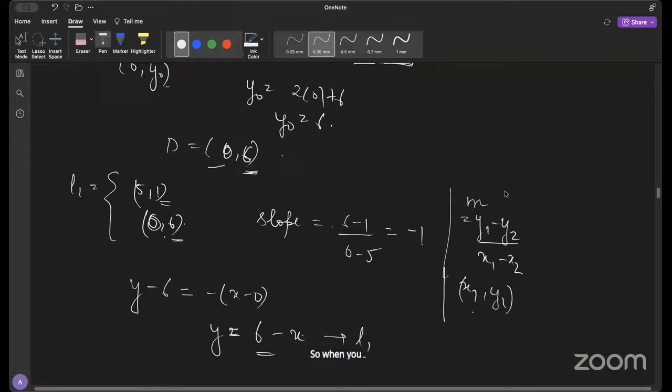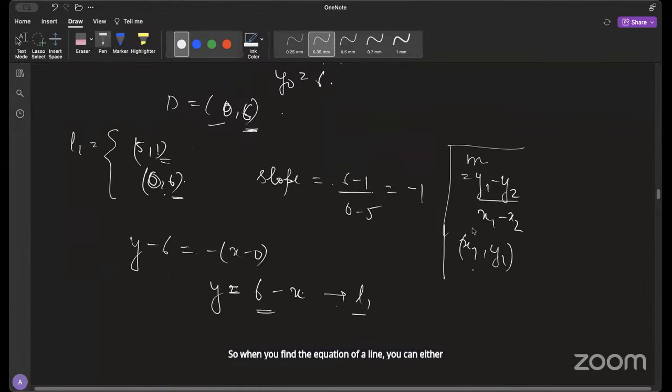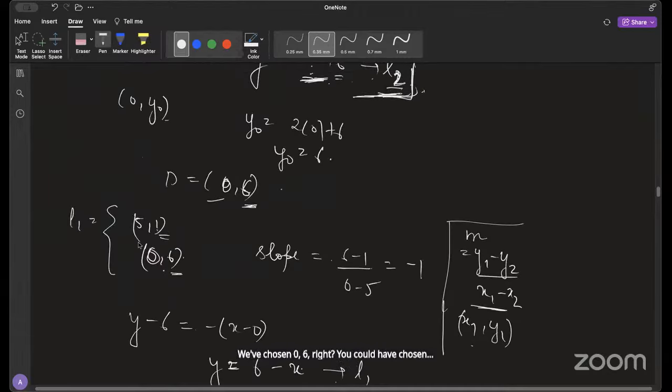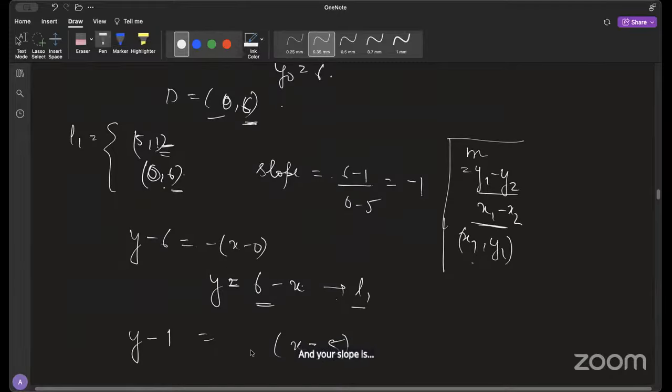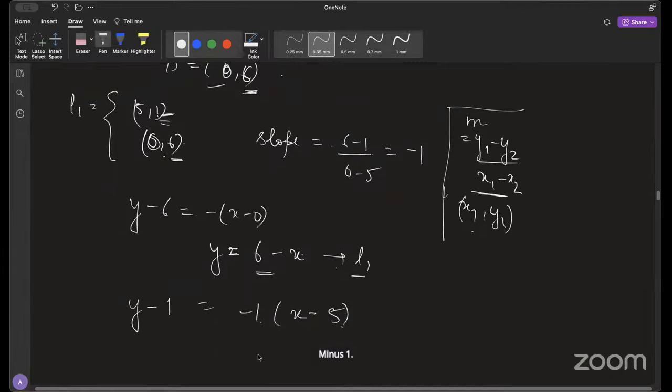So when you find the equation of a line, the slope is going to be this only, but the point that you choose to put here, we've chosen 0,6, right? You could have chosen the other point 5,1 as well. Then you do y minus 1. From this point, if you try to find the equation, you will have y minus 1 and x minus 5, and your slope is minus 1. We get the line equation. So this is L1 only.